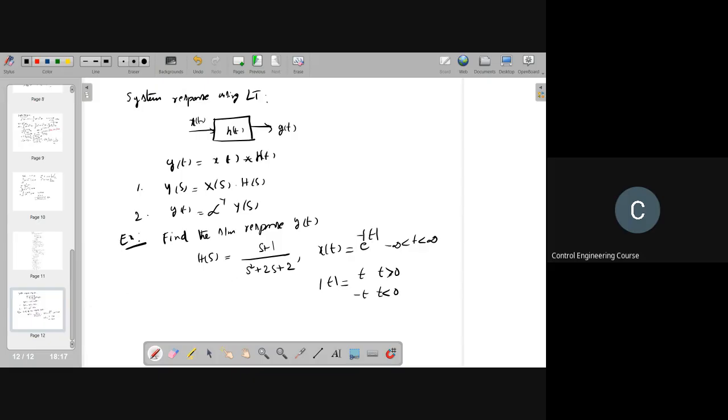Now, the first step is we need to find X of s and H of s. X of s is not given in this problem. We need to find it out. Now, the Laplace transform of x of t is equal to X of s.